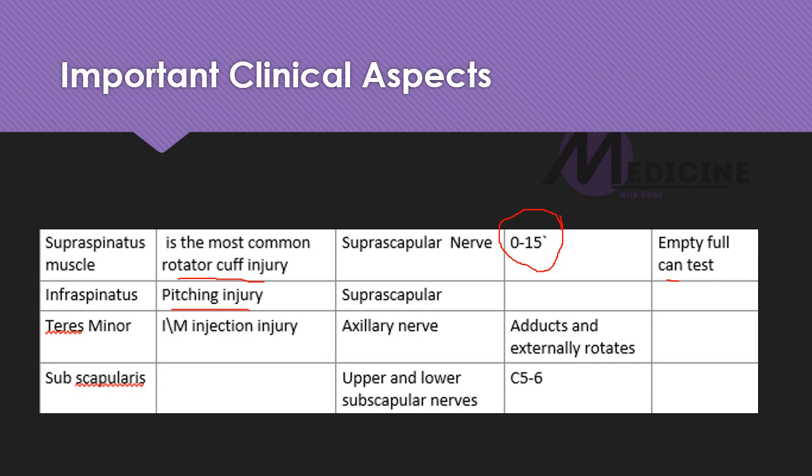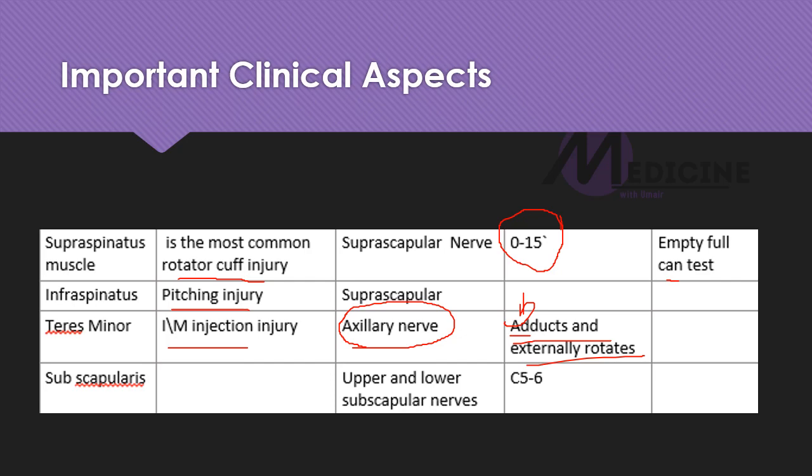Then there is teres minor. It is usually injured in axillary nerve injuries. Since axillary nerve is present around deltoid, it can easily get injured during IM injections, which are inserted in deltoid muscle. So it's very common in IM injections, and it adducts and externally rotates. It's actually abducts, not adducts. It abducts your arm. It's an abductor. It takes your arm away from the body, not closer. This is my mistake. And then there is subscapularis muscle.